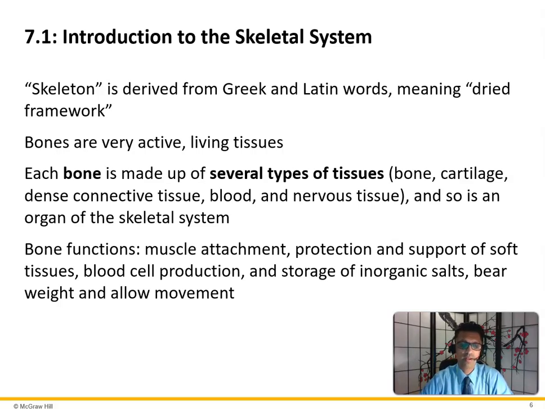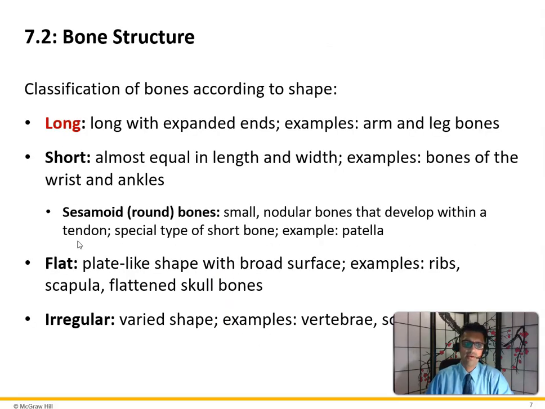Why do you have bones? Well, muscle attachment, protection, support of soft tissues, blood cell production, and storage of inorganic salts. And of course, they bear the weight and allow movement. So it's very important for you to have a skeletal system. Now, there are different types of bones. You have long bones, so your arm and leg bones are long. You have short bones, which have almost equal length and width. Examples are wrists and ankles.